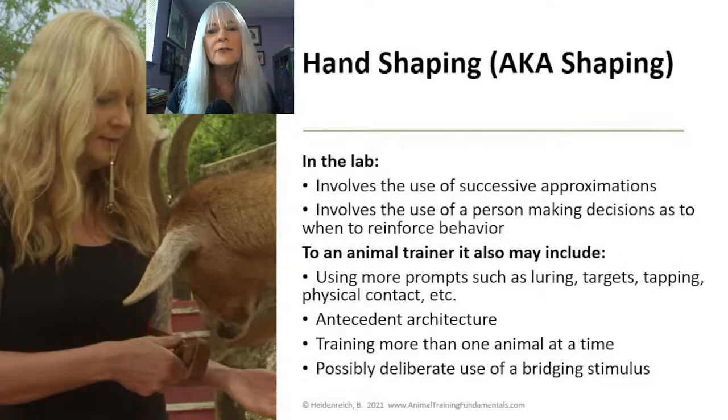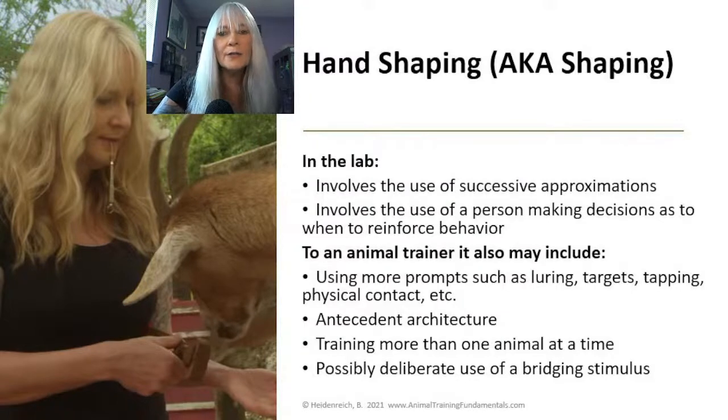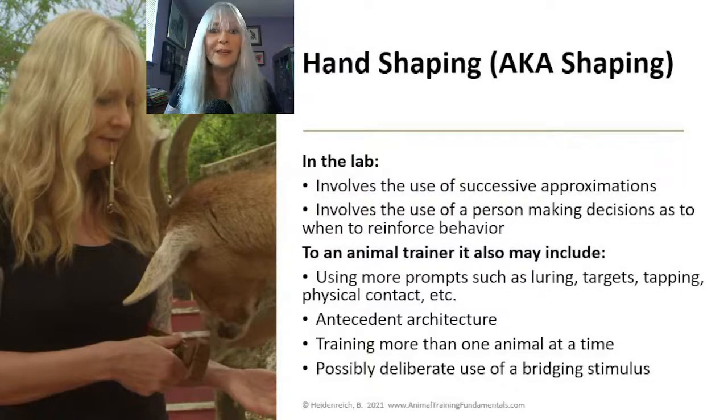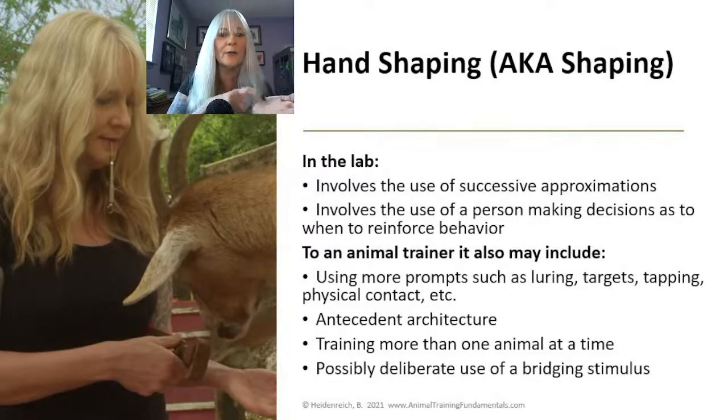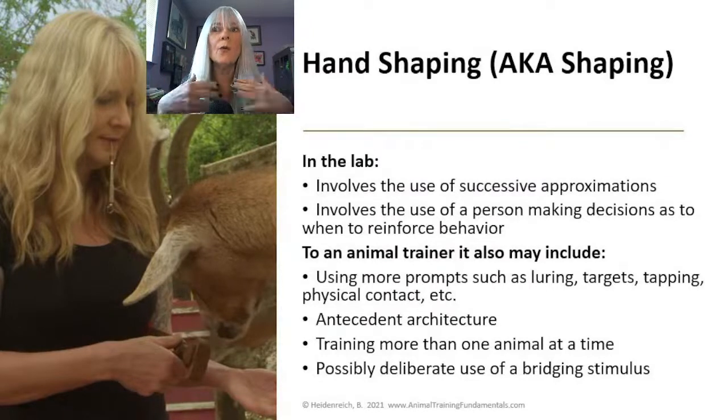For animal trainers, we also think of shaping, or hand shaping, as the use of successive approximations, where a person is making those decisions. But for an animal trainer, this also probably includes things like prompts, or luring, or targets, or maybe we tap, or use physical contact. There are more ways that we give animals information in our shaping process.